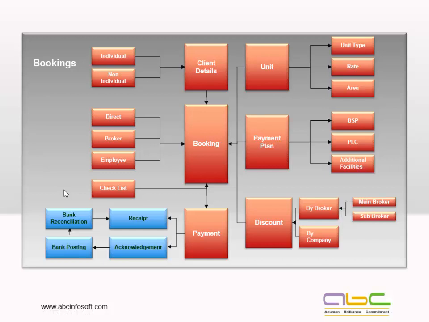So we are asking you very basic, very minimum details at the time of booking. So the first thing is the customer detail, source of the booking, what is the unit, and the payment plan. These four things are the required things. Then there are other options, like if there's a discount, then we'll be updating it. The checklist would be updated if we are updating the stages of the things. And then the payment.